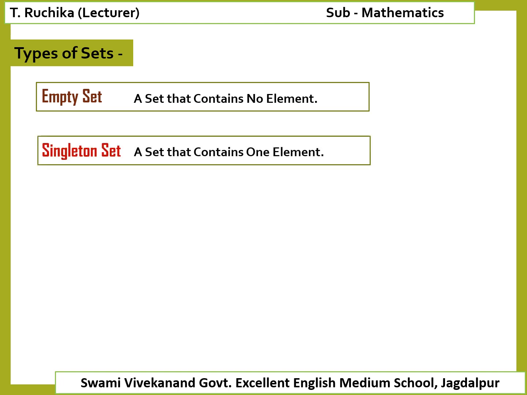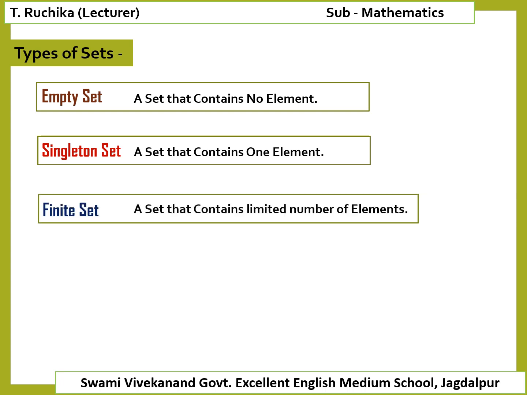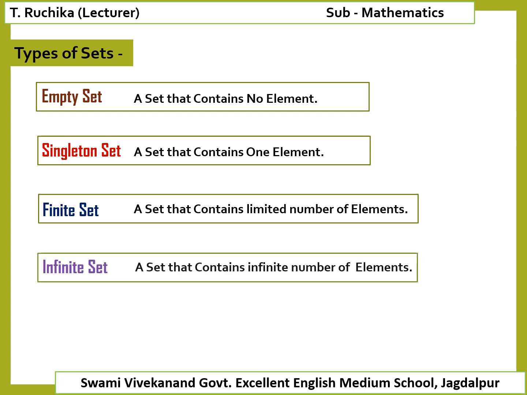Singleton set means a single element will be there. A set that contains only one element. It is also known as unit set or one point set. Next is finite set. A set that contains limited number of elements or finite number of elements, or we can say countable number of elements.